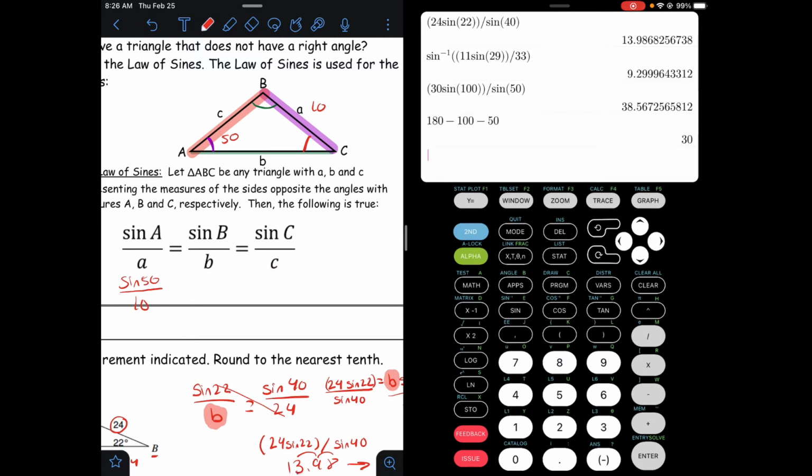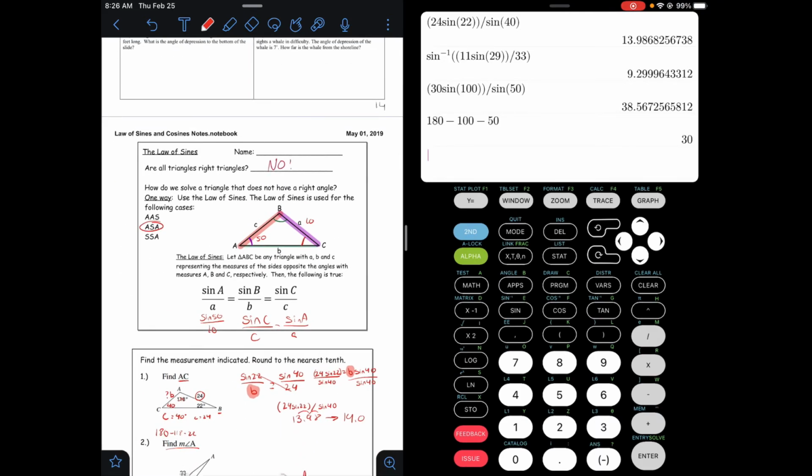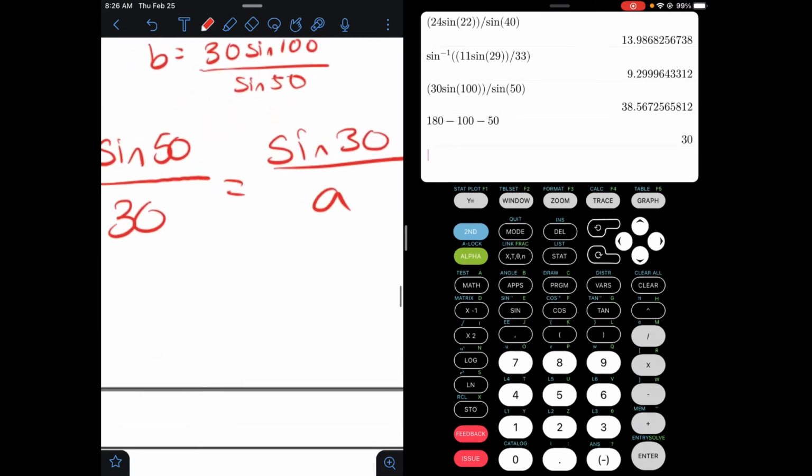Now, I should probably point out that with these proportions, you could flip-flop them. So here I have it set up as sine of C over C equals sine of A over A. You're able to move those around. However, the letters need to stick together. The C's need to stay together, the A's need to stay together. But if you flip-flop the order, that's totally fine.